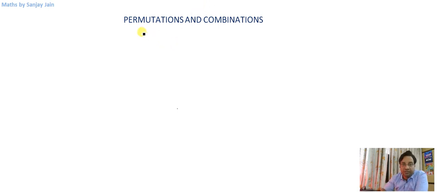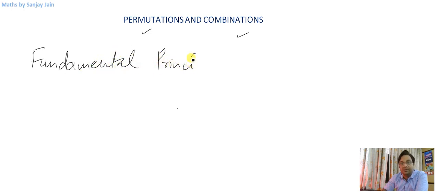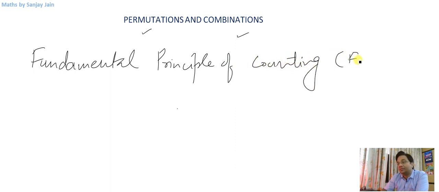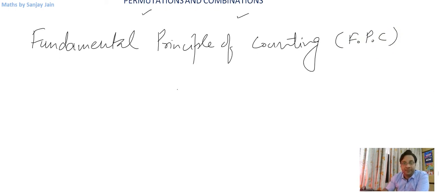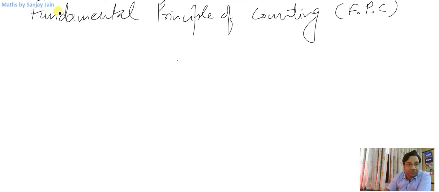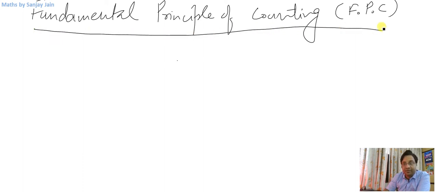Now before moving to permutations and combinations, let us understand how to count things smartly. So, the fundamental principle of counting. This is what we are going to learn, and then we will move ahead. So the fundamental principle of counting is a way to count things.